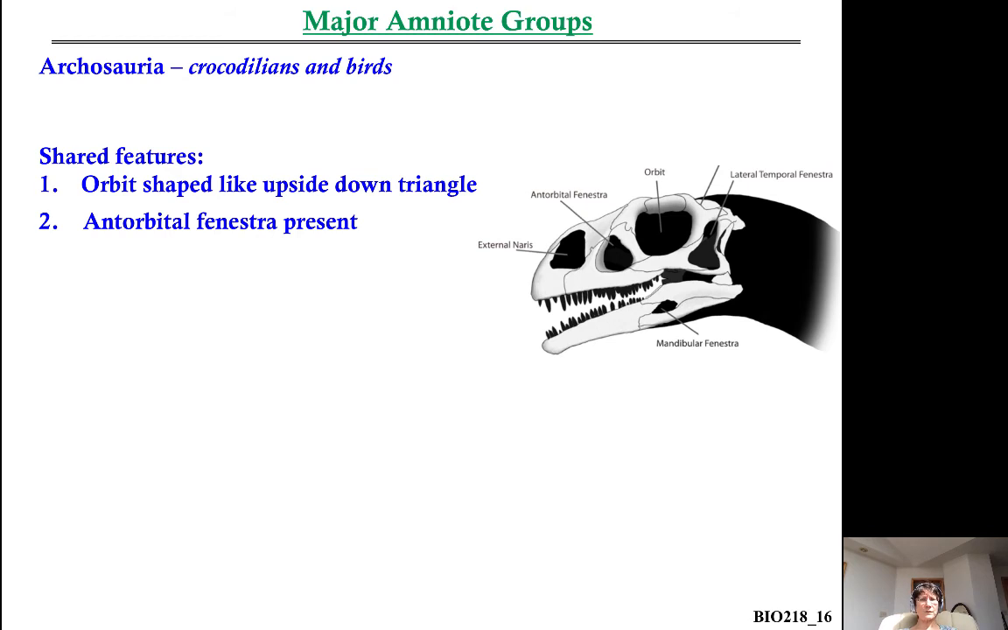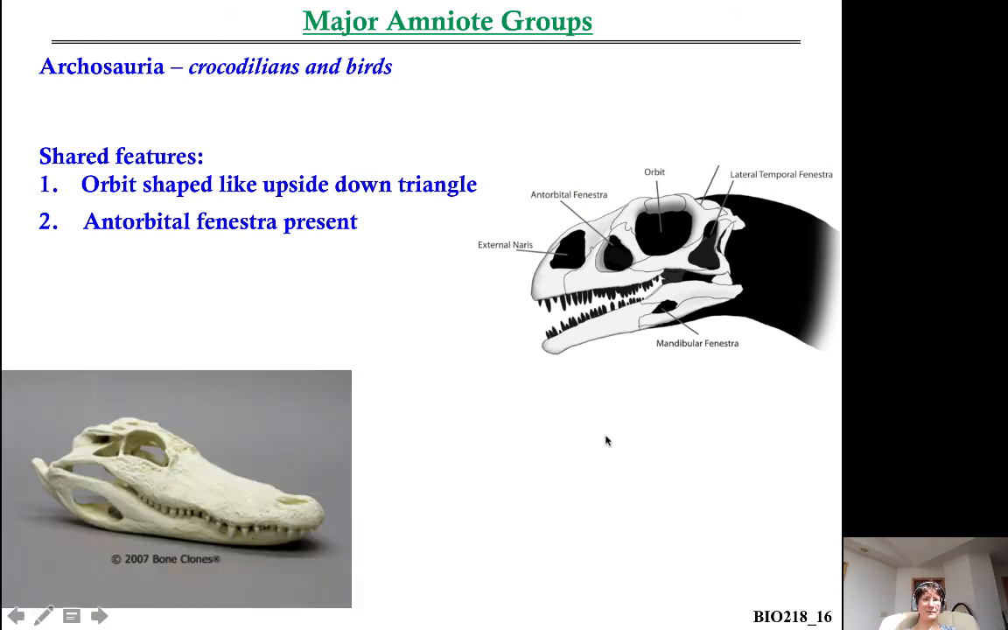Now, another problem with that, though, is if you look at pictures of skulls for extant taxa. So here's a crocodilian, right? Well, here's the orbit. Now, presumably the antorbital fenestra would have been probably right about here, but over time with extant taxa, maybe it's been fused. In addition, it doesn't really look like an upside down triangle for the orbit.